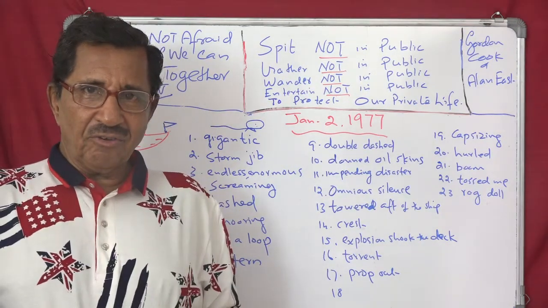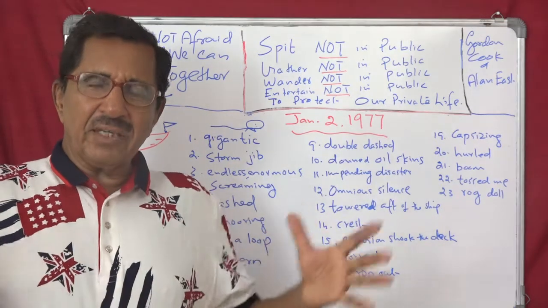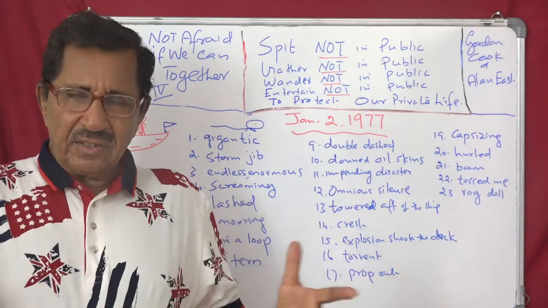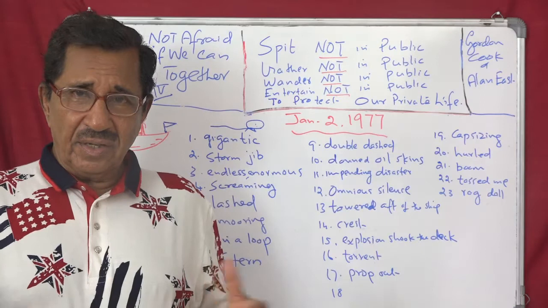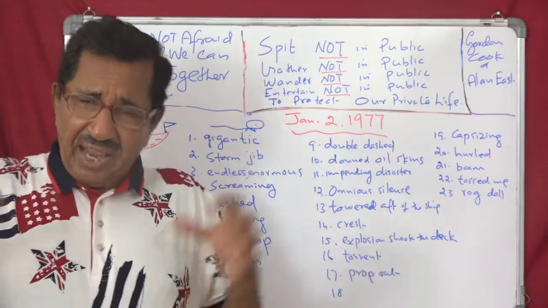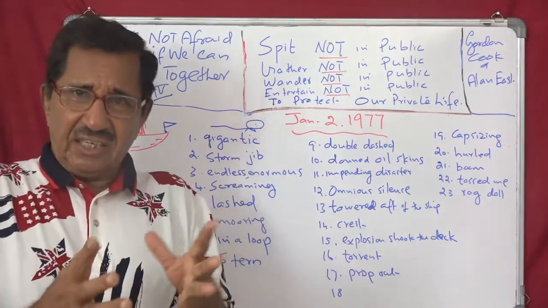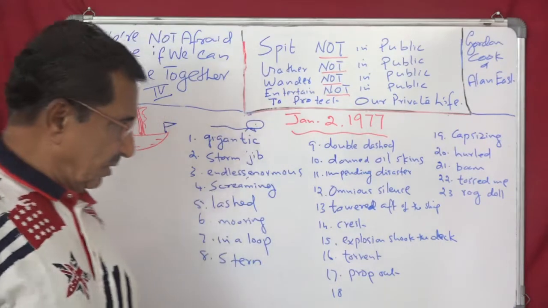Torrent. You remember 9th August last year. There were torrents in many parts of Kerala. Because dams were opened and then water gushed forth, so to say, with high speed. Gushing with high speed. That is what torrents means.